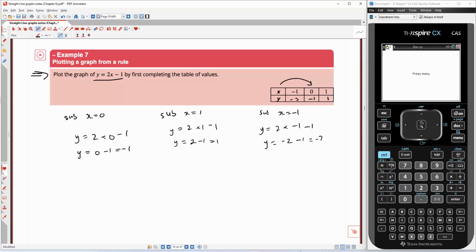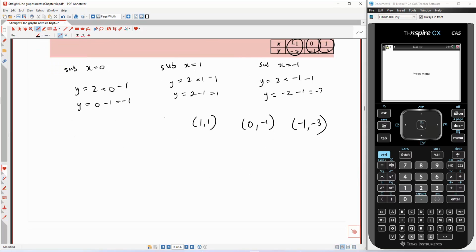Alrighty, so now what we want to do is plot the graph by first completing the table of values. So once this table of values is complete, really these are 3 separate points. This one here is the coordinate 1, 1. This one here is the coordinate 0, -1. And this one here is the coordinate -1, -3. So what you're going to do in your notes is draw up a Cartesian plane. So I'm going to draw mine here.